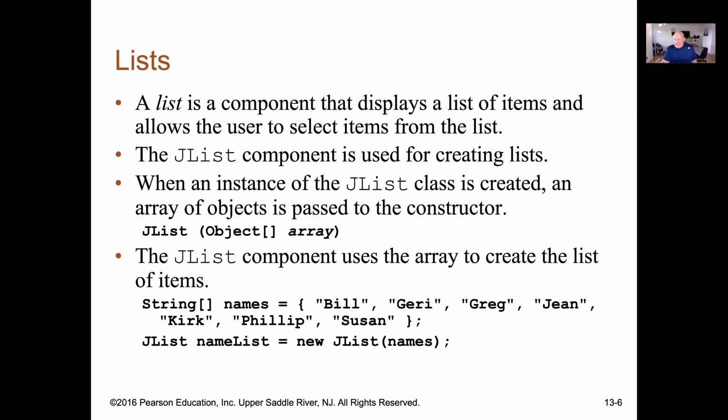List. A list is a component that displays a list of items, basically what it is, and allows the user to select items from the list. Java uses the JList component for creating these lists. When an instance of JList is created, an array of objects is passed to the constructor. And the JList component uses the array to create the list of items. There's an example below.